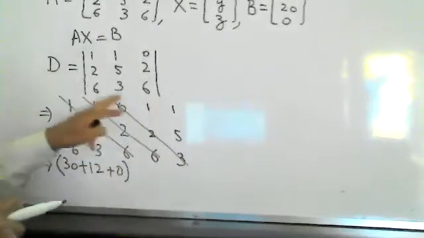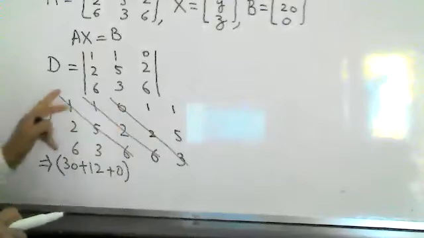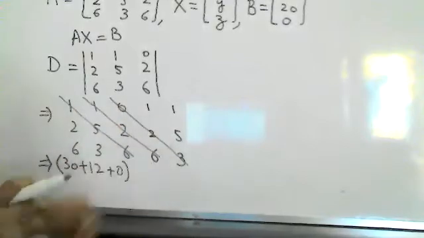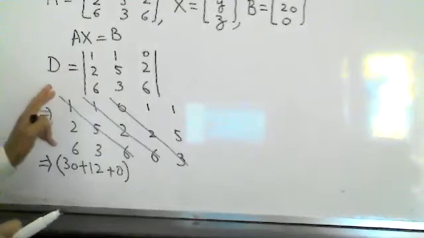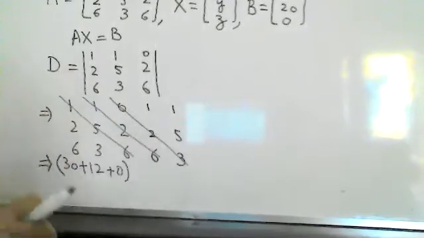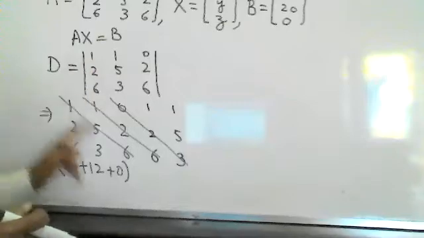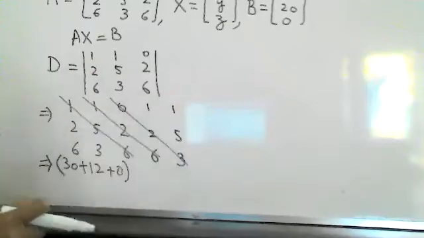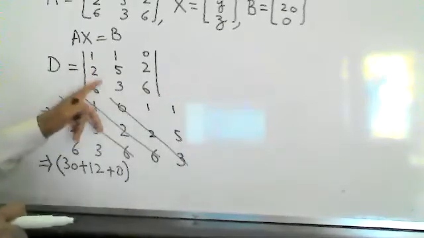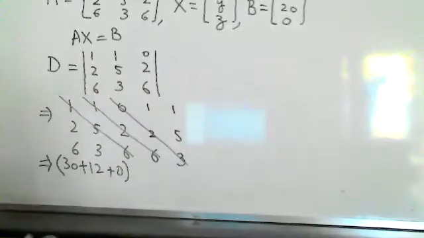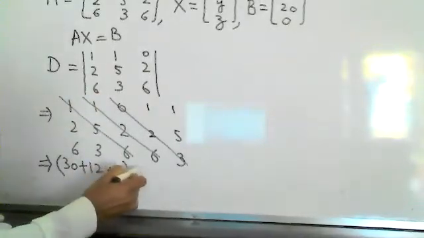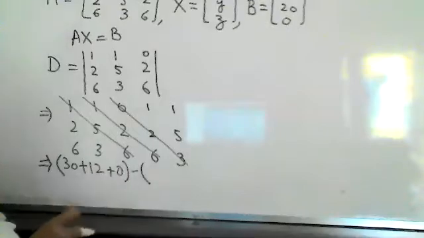If this is a 3 by 3 determinant, there will be 3 primary diagonals and 3 secondary diagonals. If it is 4 by 4, there will be 4 primary and 4 secondary diagonals. If it is 5 by 5, there will be 5 primary and 5 secondary diagonals. So it was a 3 by 3 determinant, therefore there are 3 primary diagonals, then minus the secondary diagonals. There should be 3 secondary diagonals.